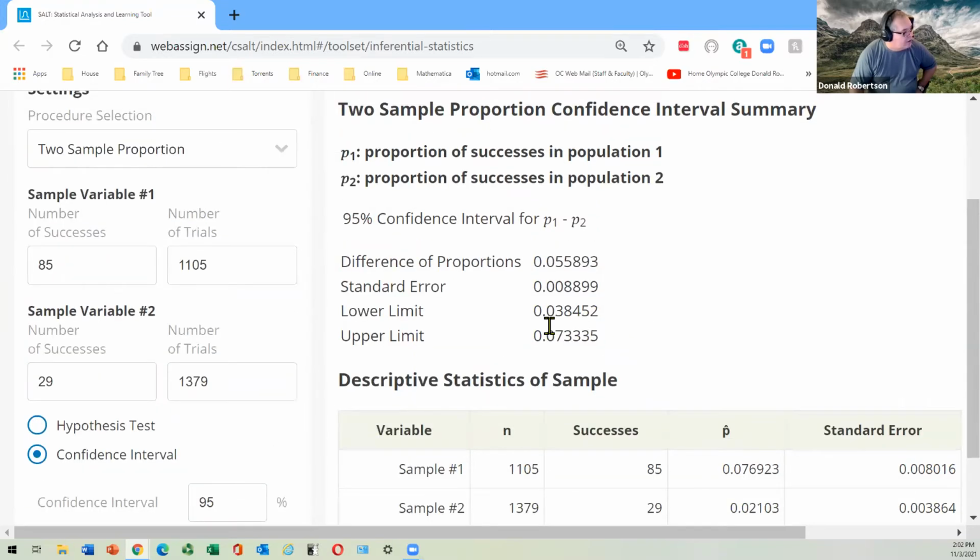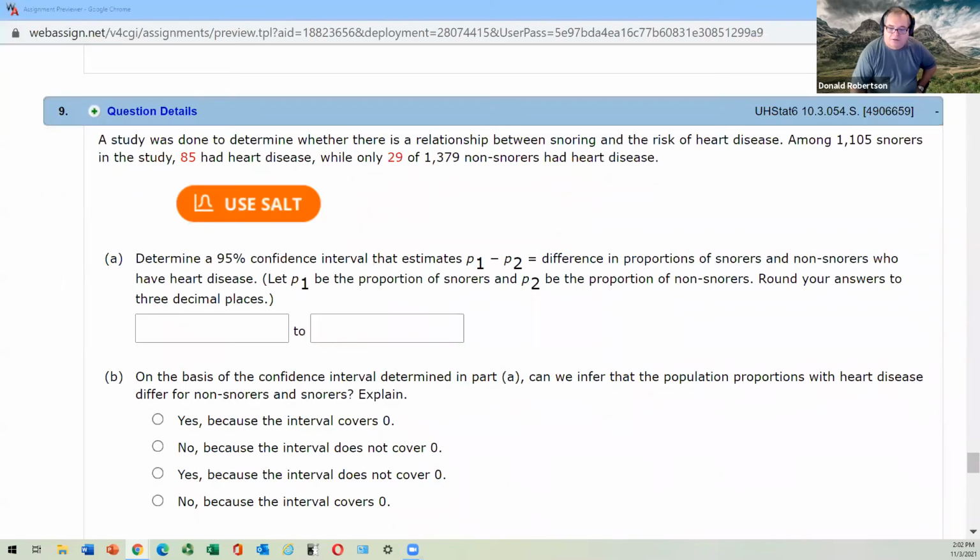So that's my lower limit and that's my upper limit. Agreed? Right. So I'll put them over here and take the first number, copy, put it in there. And the upper limit, as they call it, is the second number in my software. And I'll put it in there. And then I'll read the answer, and they want 3 decimal places. So I'll round it to there.